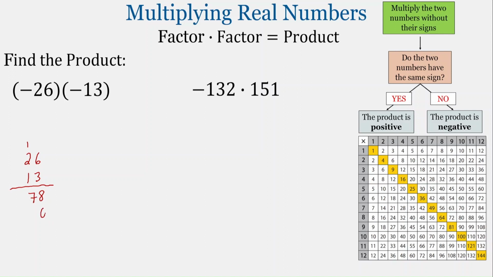Then we'll put a 0 here in the 1's place, because we're now in the 10s. 1 times 6 is 6. 1 times 2 is 2. And then we add. That's 8, 13, carry that 1. We have 338. Signs are the same, so it's positive. Negative 26 times negative 13 is 338.